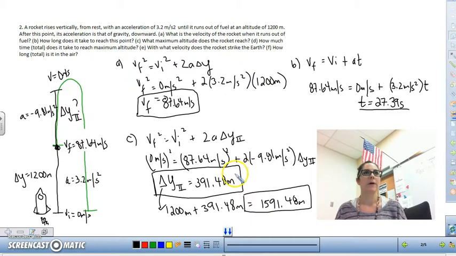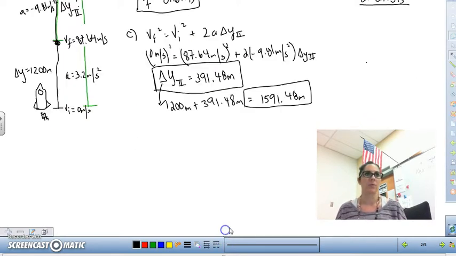Now what we need to find is how much time it takes to reach the maximum. So let's be efficient. We know the time it takes to do this section, so why don't we use this section, just break it down. We'll find the time in this section and just add it to our total time to get the total.